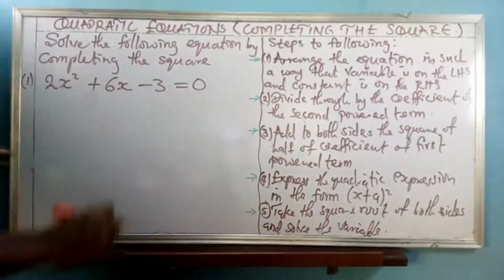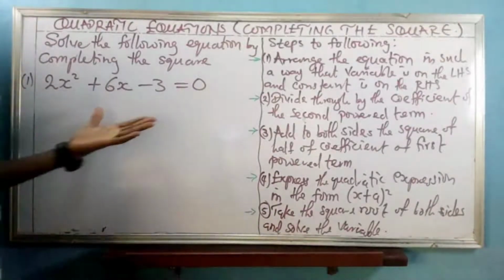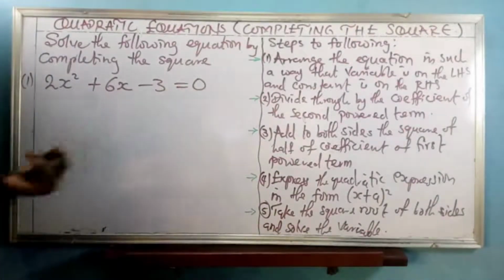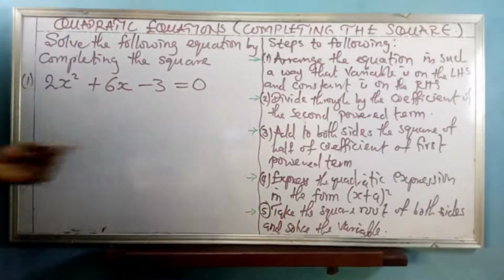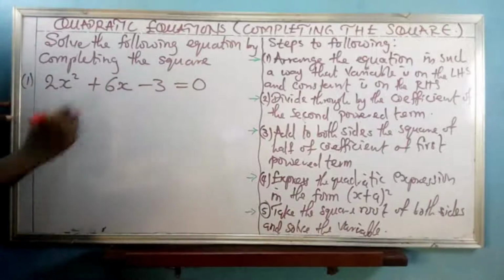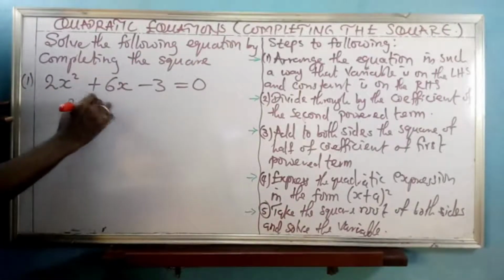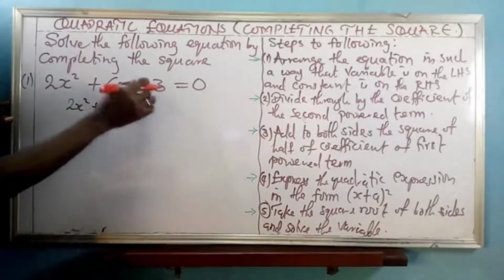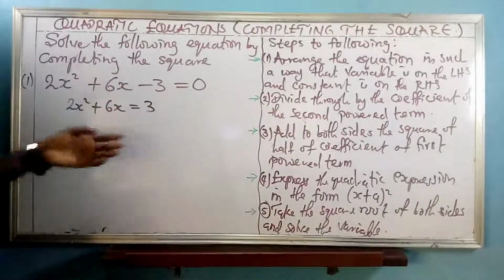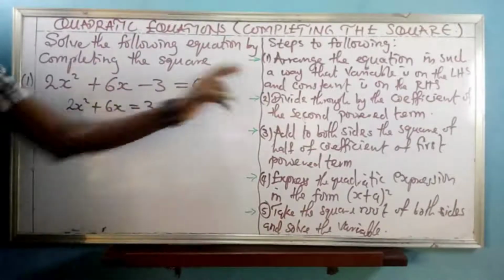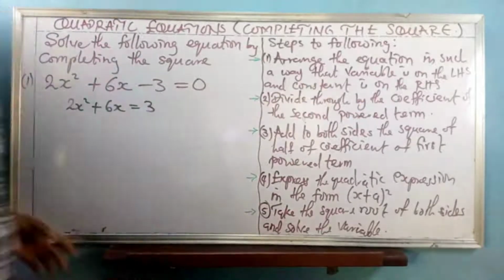Now let's go to step 1. So let's take it one at a time. Step 1 says arrange the quadratic equation given to you in such a way that the constant will move to the right hand side. You have 2x squared plus 6x equals minus 3. When it goes to the other side, it will become plus 3. You let it be like that. That's step 1. Let's move on. Step 2 says divide through by the coefficient of the second power.